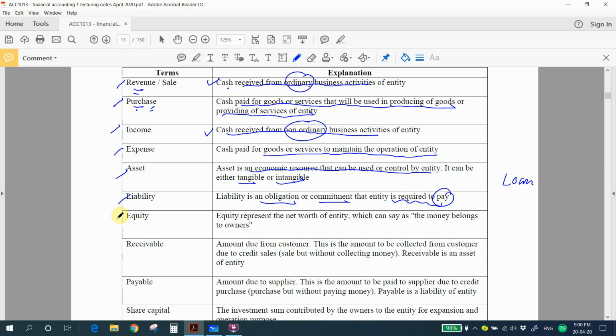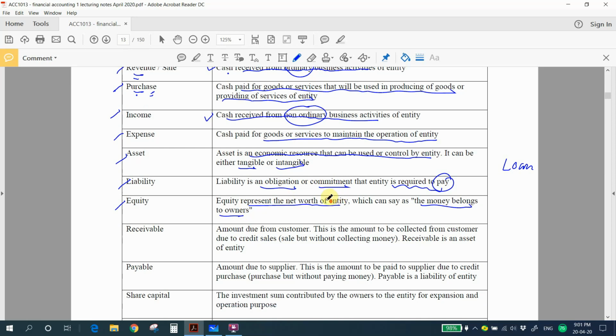Next, equity. What is equity? Equity presents the net worth of the entity, and we can say this is the money that belongs to the owner. Basically, it is the money that the owner invests in the company or the money that the owner can withdraw in future.